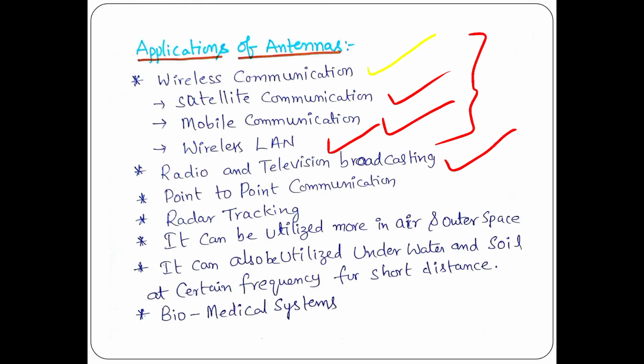The next application is point to point communication. The next is radar tracking. It can be utilized more in air and outer space, which means antennas use free space for transmitting radio waves. It can also be utilized underwater and in soil, at certain frequencies for short distances. It is also used for biomedical systems. These are the applications of an antenna.